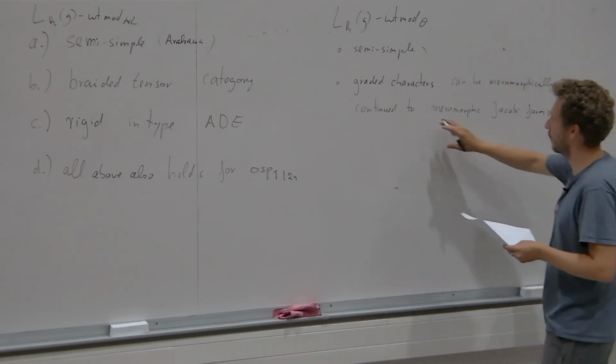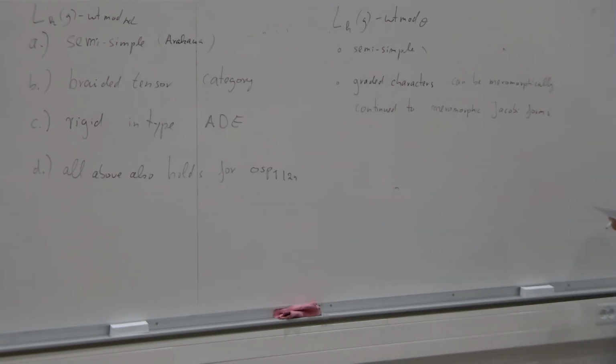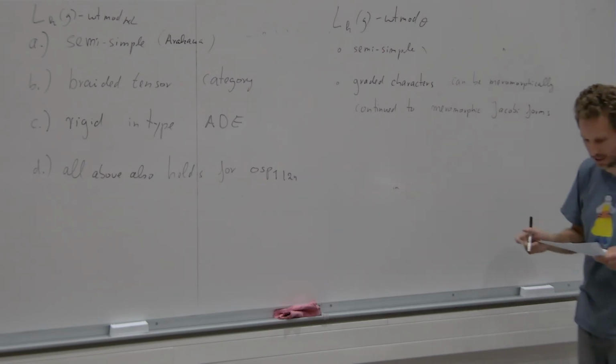To vector valued meromorphic Jacobi forms. So in particular the space of characters inherits its meromorphic continuation and has an SL2Z action. So you can play the Verlinde formula game.